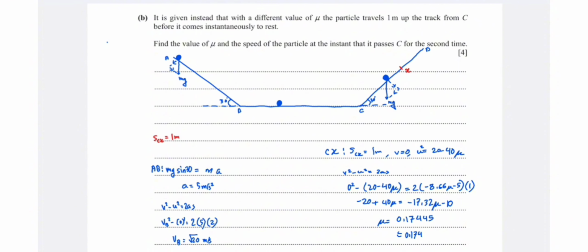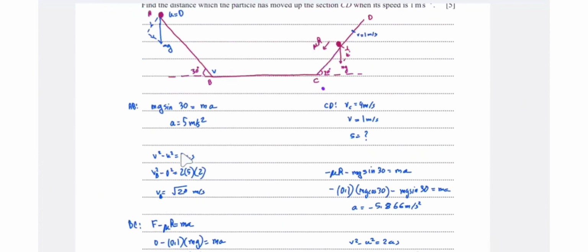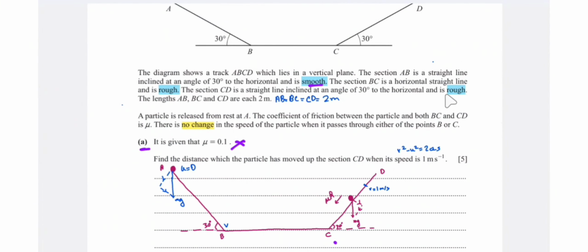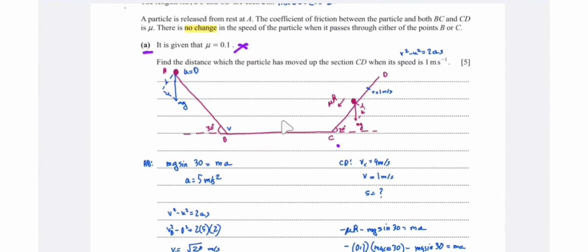First of all, again, if we consider the section AB, mg sin theta, the downward component of weight parallel to the plane, is equal to mass into acceleration. Since the section AB is smooth, BC is rough, and CD is rough. That is already given here, that AB is smooth, BC is rough, and CD is also rough.